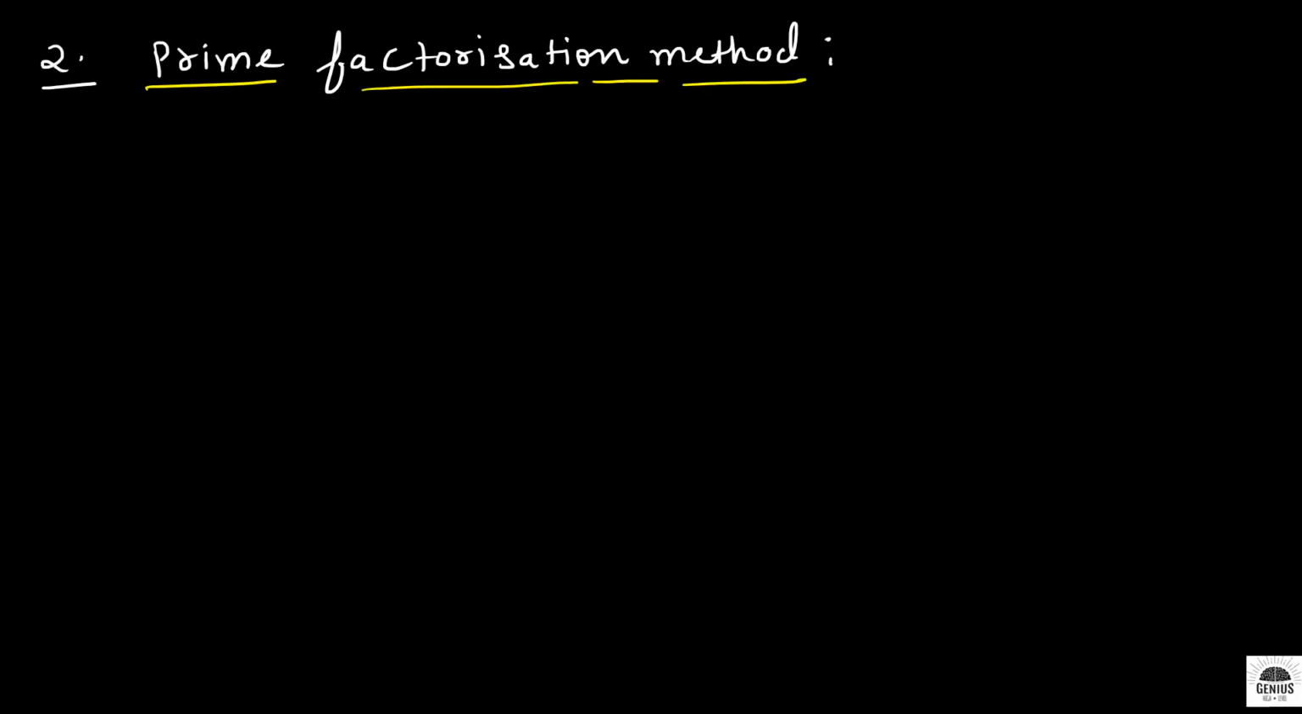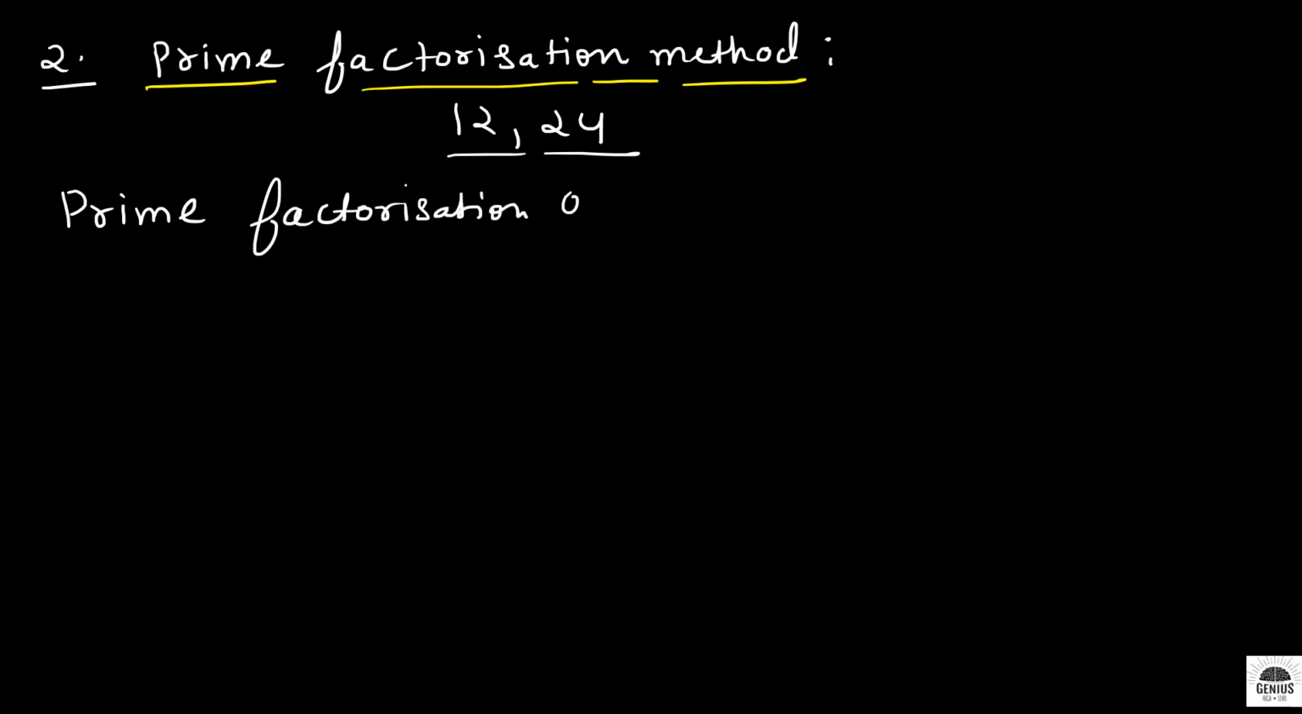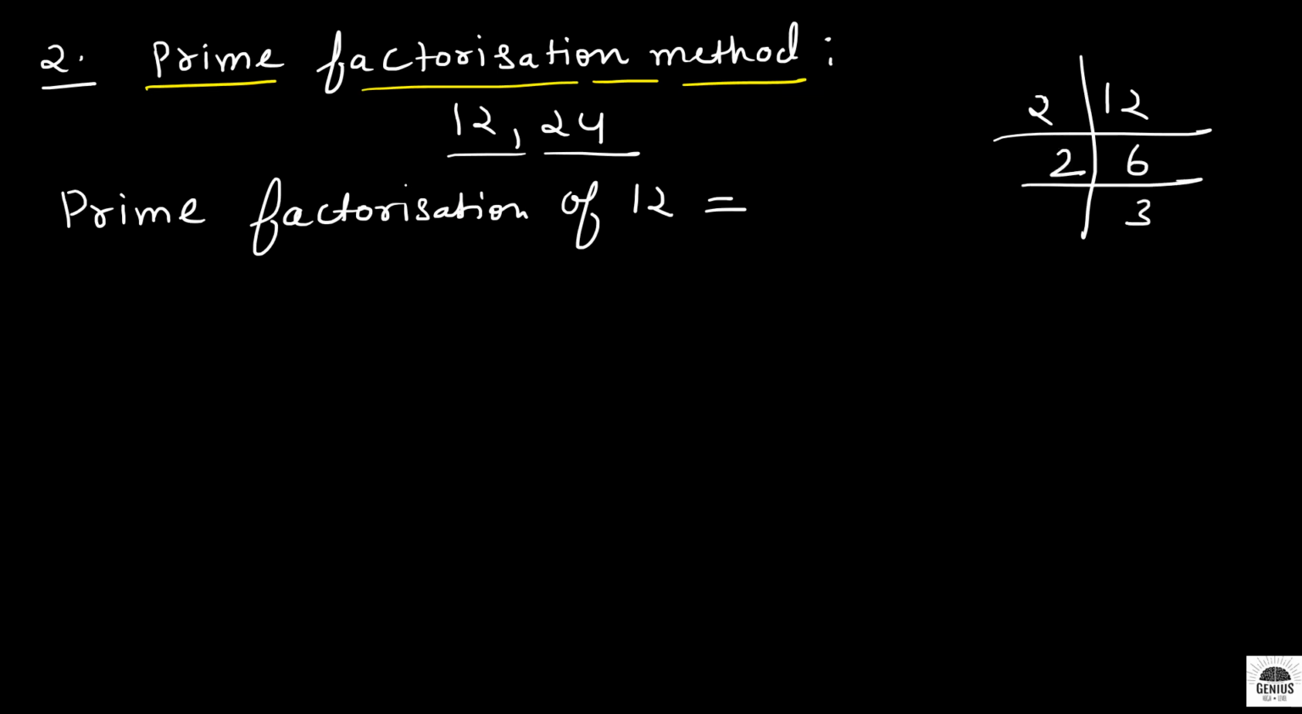The second method is prime factorization method. Let's take an example. Suppose we have two numbers and we have to find out the HCF of these numbers. First we will prime factorize these numbers. First, the prime factorization of 12. To prime factorize it we will first divide it by 2. So 2 sixes are 12, then 2 threes are 6, and then 3 ones are 3. So the prime factors of 12 are 2 into 2 into 3.